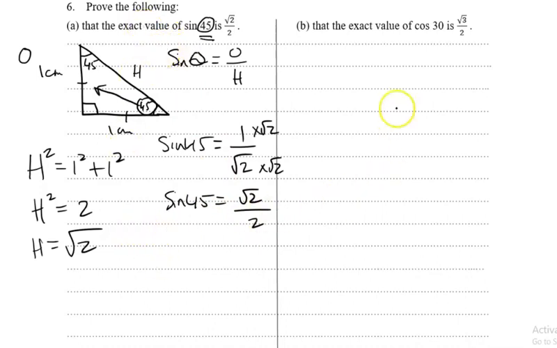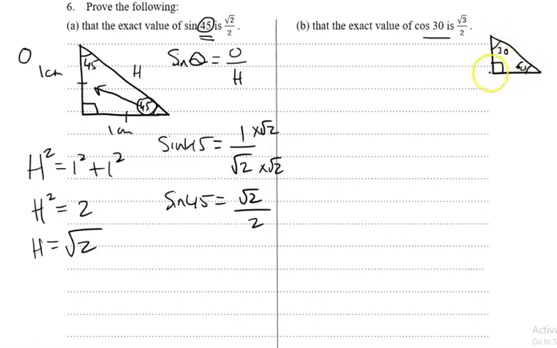Now question B is asking us to show that the exact value of cos 30 is root 3 over 2. Now, if I did draw a right angle triangle, and one angle would be 30, the other angle would be 60, because remember, all angles in a triangle add up to 180, so 90 here, 30 here, this has to be 60.